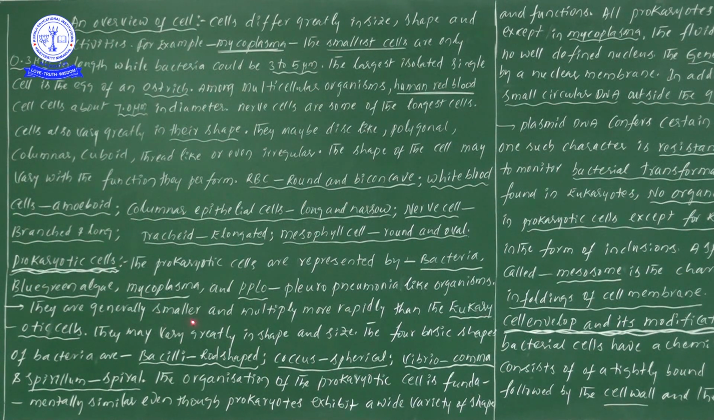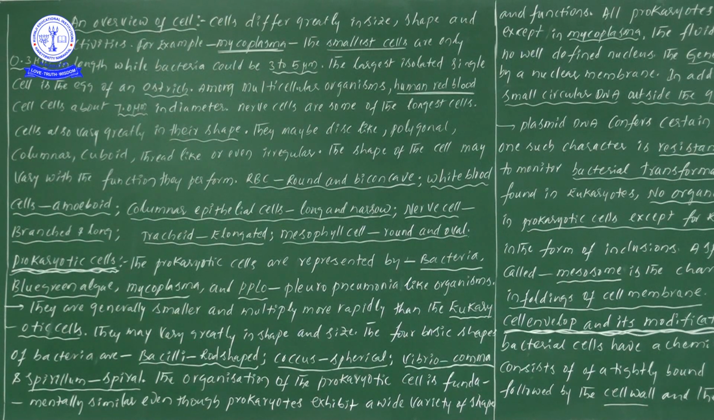Next one, they are generally smaller. These prokaryotic cells are generally smaller and multiply more rapidly than the eukaryotic cells. When compared to the eukaryotic cell, prokaryotic cells are very small and multiply more rapidly. For example, under bacteria, E. coli cell divides within 20 minutes. So within a short period of time, these prokaryotic cells multiply more rapidly than the eukaryotic cells. Next one, they may vary greatly in shape and size.